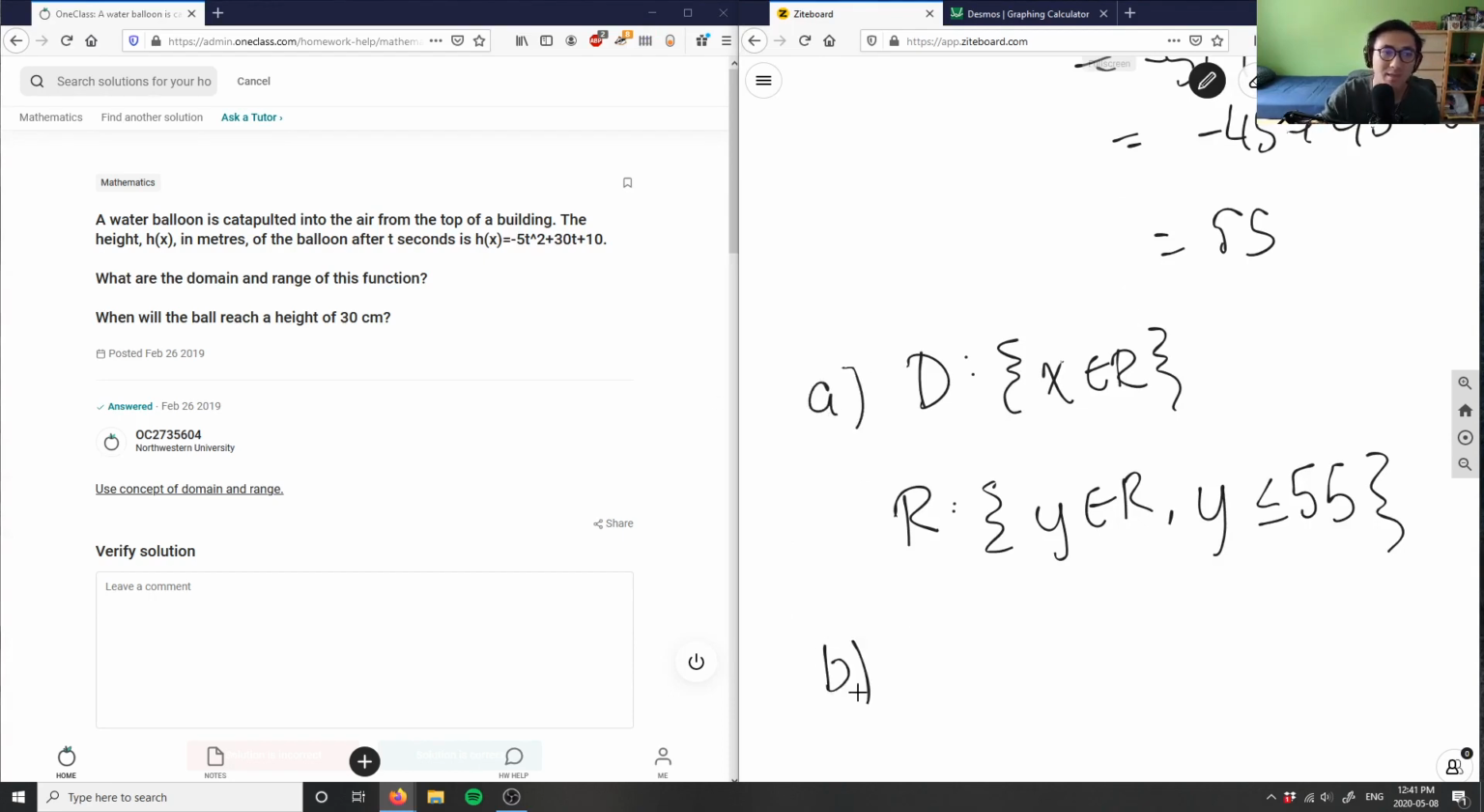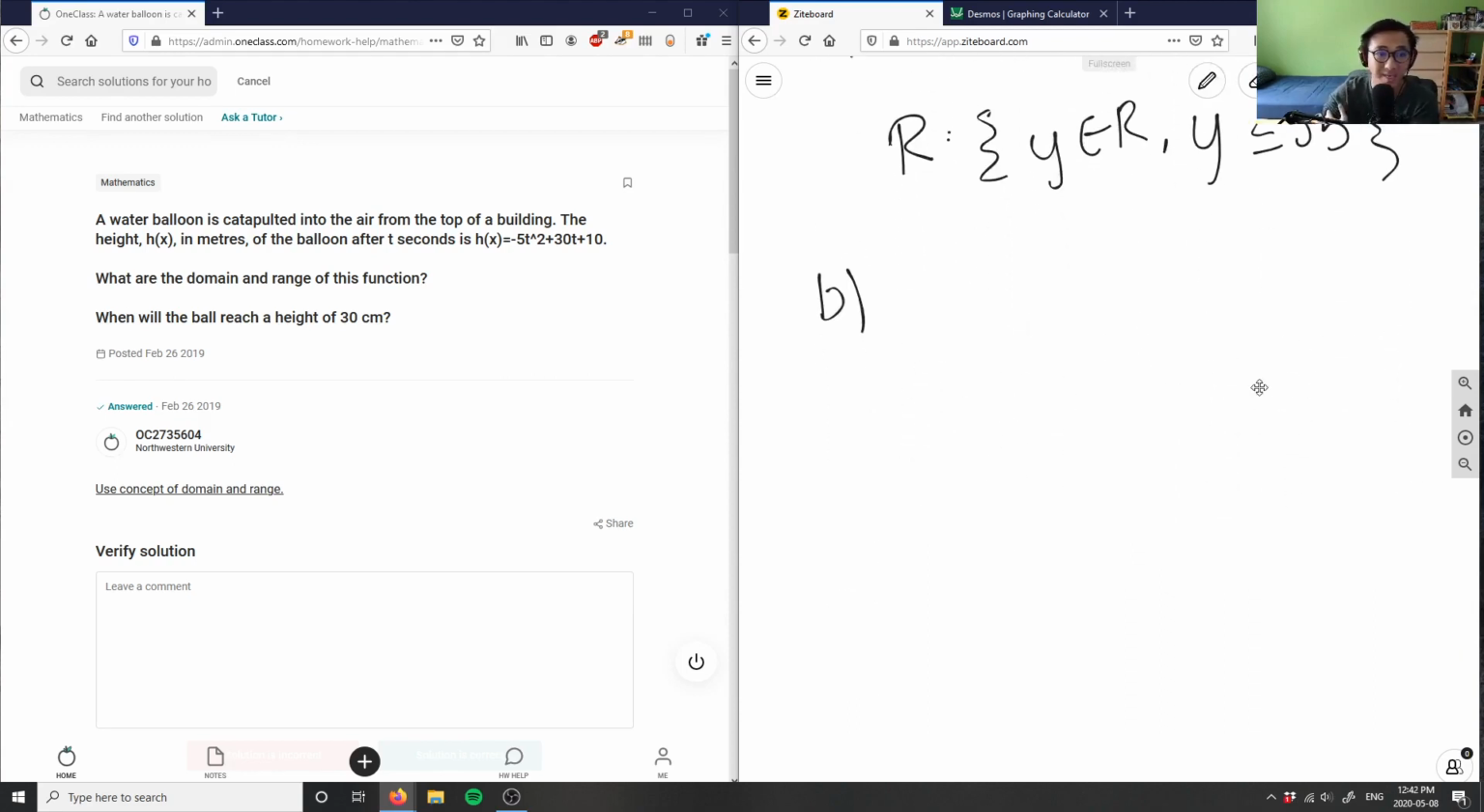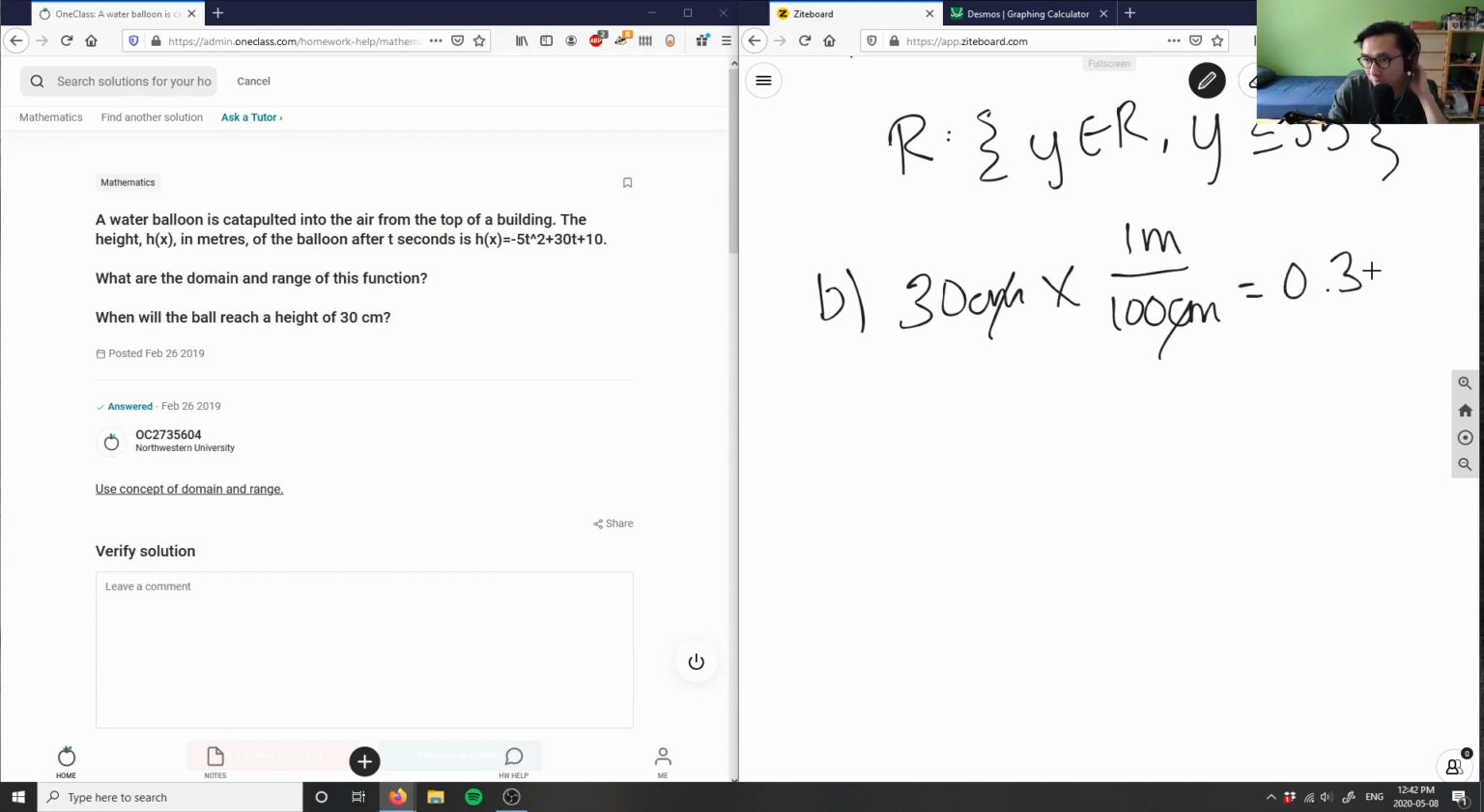And then part B was asking, when will a ball reach a height of 30 centimeters? Because this is in meters, we actually have to convert 30 centimeters into meters first. 1 meter is 100 centimeters, these centimeters cancel out, so 30 divided by 100 is simply 0.3 meters. So h, which is height, is at 0.3, which equals negative 5t squared plus 30t plus 10.